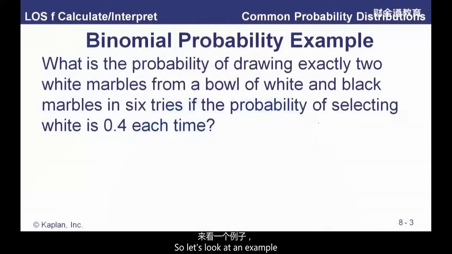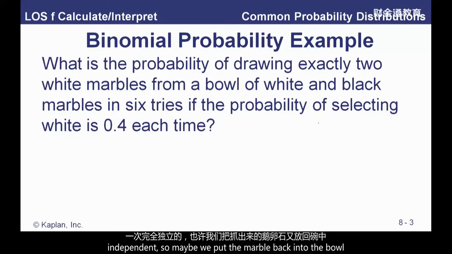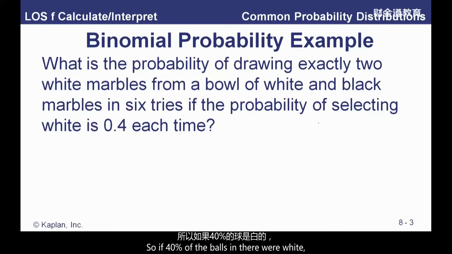So let's look at an example with some black and white marbles. We've got a bowl. We're going to have 6 tries or 6 draws from the bowl. And we said the probability of selecting white is 0.4, 40%, each time. And these trials are going to be independent. So maybe we put the marble back in the bowl to keep the probabilities right. So if 40% of the balls in there were white and 60% were black, then our probability of success would be 40% for a random draw.